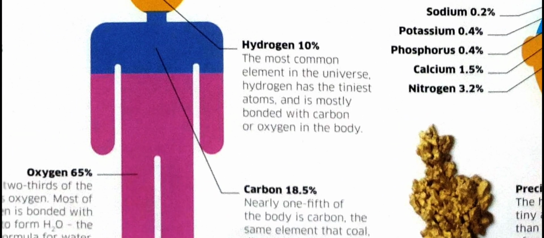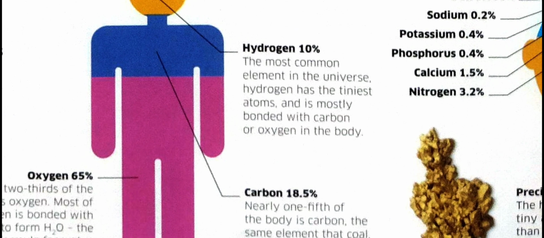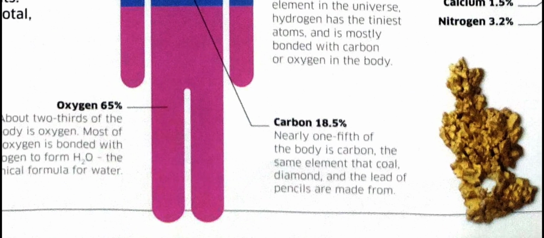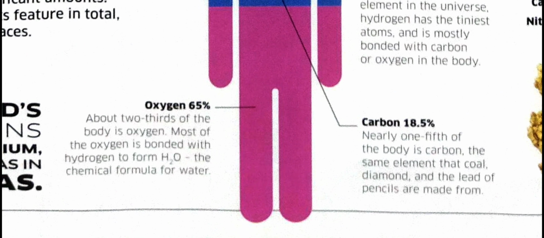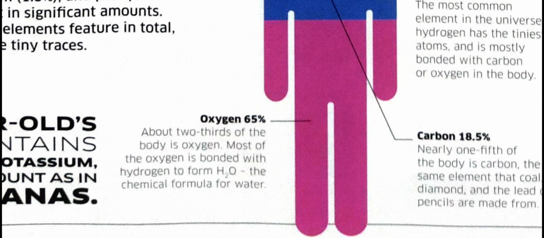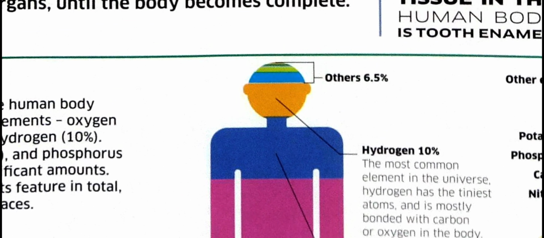And in the human body, hydrogen 10%. The most common element in the universe, hydrogen has the tiniest atoms and is mostly bonded with carbon or oxygen in the body. Carbon 18.5%. Nearly one-fifth of the body is carbon, the same element that gold, diamond, and the lead of pencils are made of. Oxygen 65%. About two-thirds of the body is oxygen. Most of the oxygen is bonded with hydrogen to form H2O, the chemical formula for water.